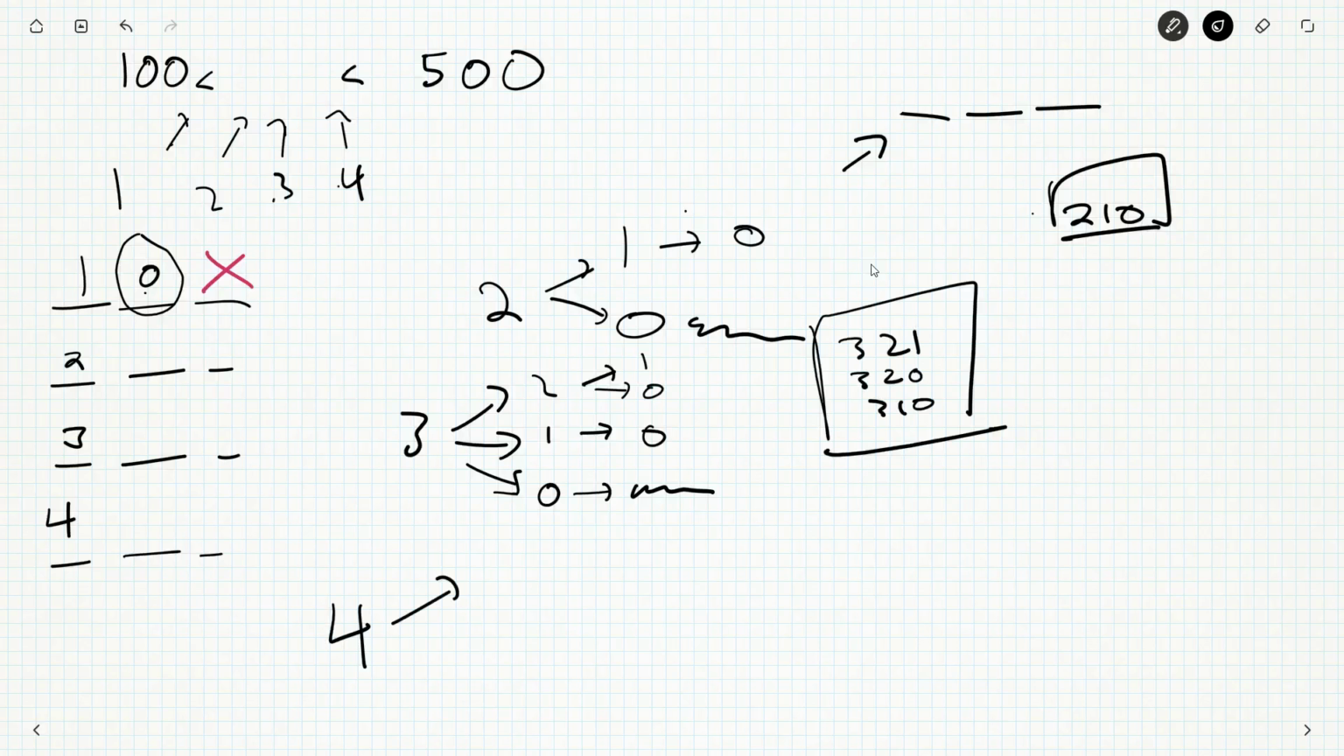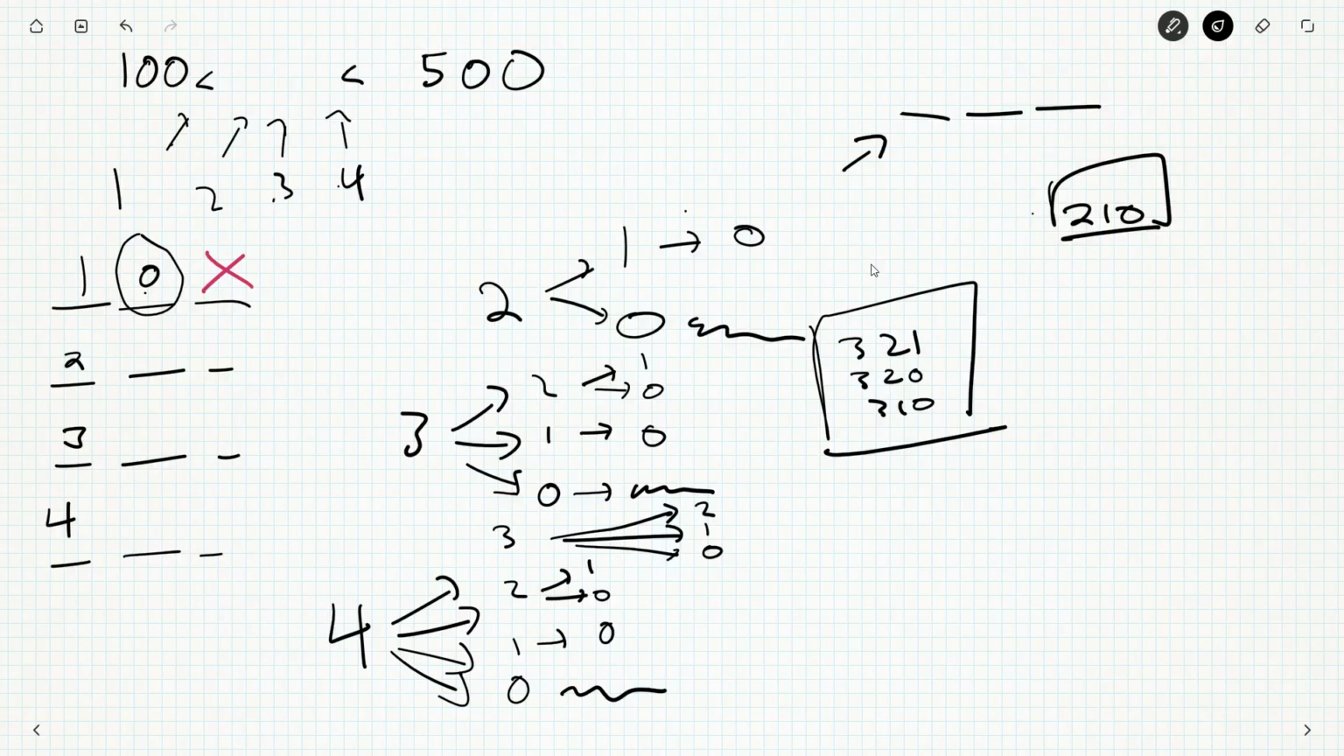What could we have for the second digit with 4? We have 3, 2, 1, 0. Now we know 0 is not going to work. There's no other digit we could place to the right of that that's less. But 1 has 0, 2 has 1 and 0, and 3 has 2, 1, and 0. And all of these give us decreasing numbers.